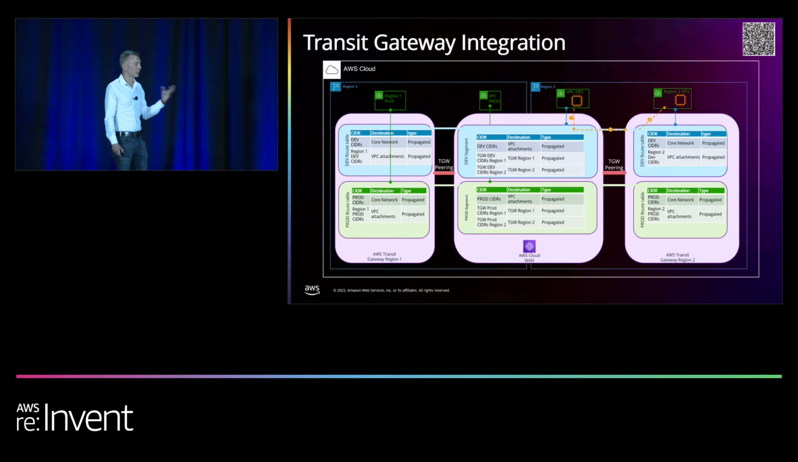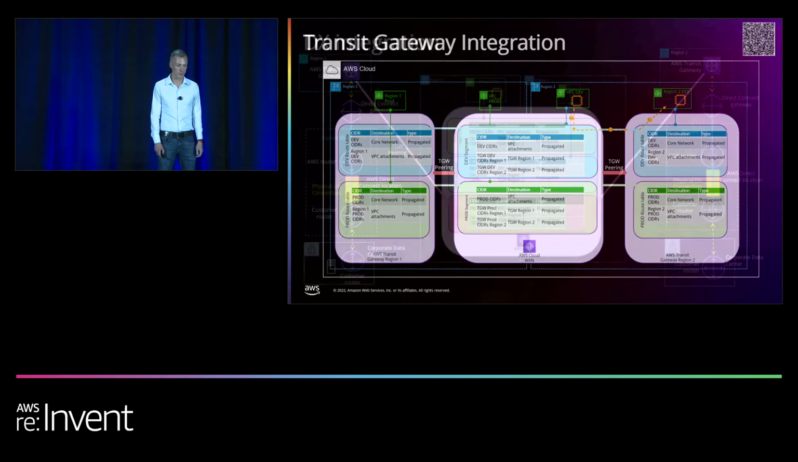This is great for a migration use case where you have transit gateway today, but you're moving towards Cloud WAN, or you just, for whatever reason, need to operate transit gateway side by side with Cloud WAN. We fully support these types of architectures for you.